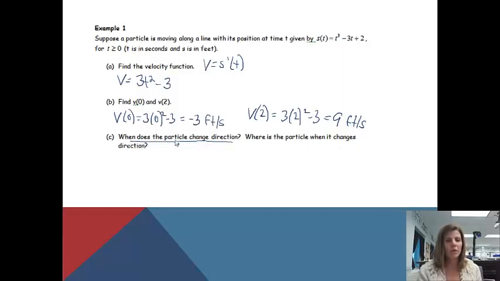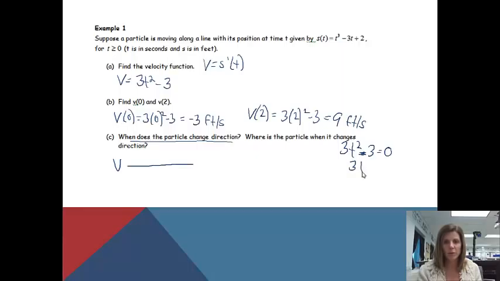Well, we know the particle changes direction when the velocity changes sign. So just like what we did when we were going increasing and decreasing, what we're going to do is draw a derivative chart, which in this case will be a velocity chart, because in this problem velocity is the derivative. So first of all, we need to figure out, where does the velocity equal 0?